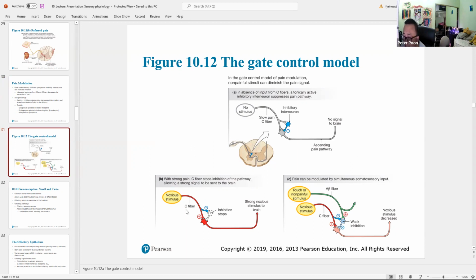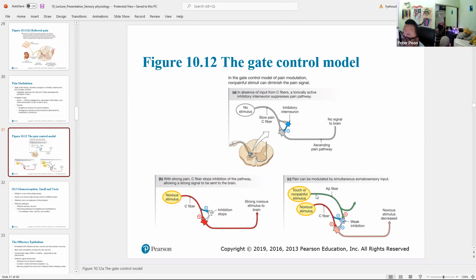So when there is pain, that signal comes from the C fiber. The C fiber actually inhibits the inhibitory neuron, which, negative of a negative is a positive. So the inhibition stops, and you get this stimulus to the brain.